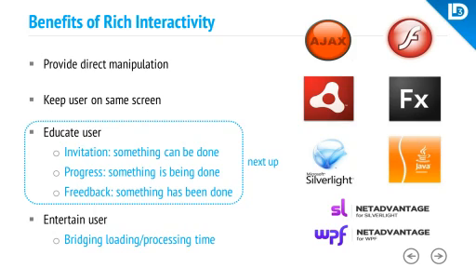So showing that something can be done means showing those UI elements that you can interact with, and are supposed to interact with, more prominently. How this is done, I'll show you in a second. The next phase then is, while something is in progress, actually show that something is being done.